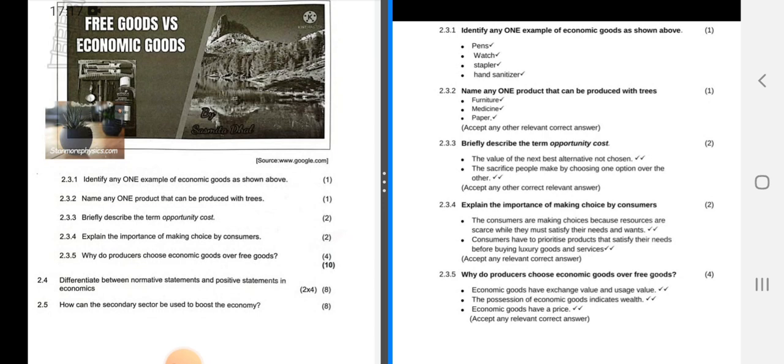And then 2.3.3 says briefly discuss the term opportunity cost. Opportunity cost is when you have two options and you choose one. You can't take the two, you can only take one. So it's the value of the next best alternative not chosen, or the sacrifice people make by choosing one option over the other. Accept any relevant answer.